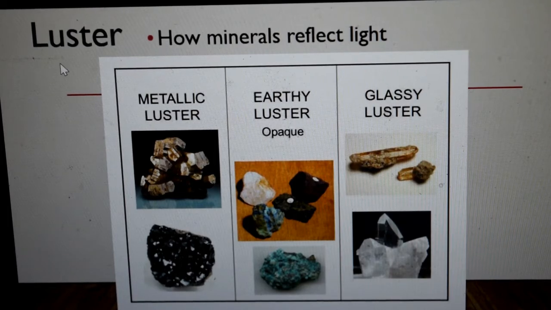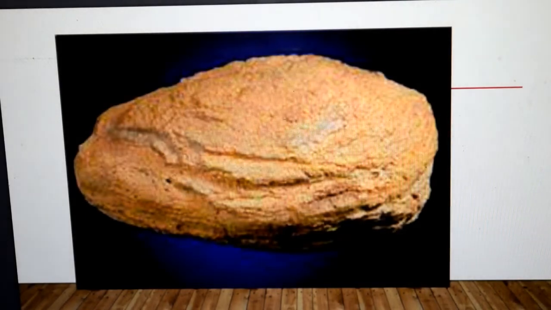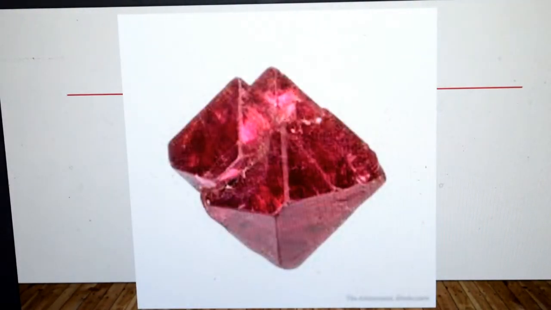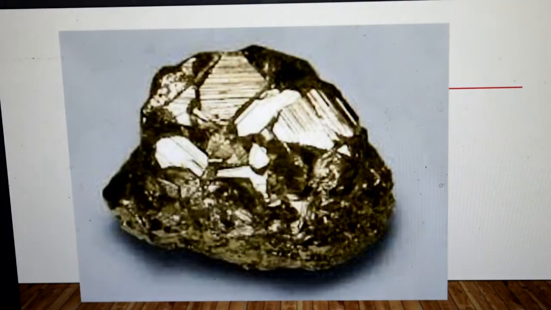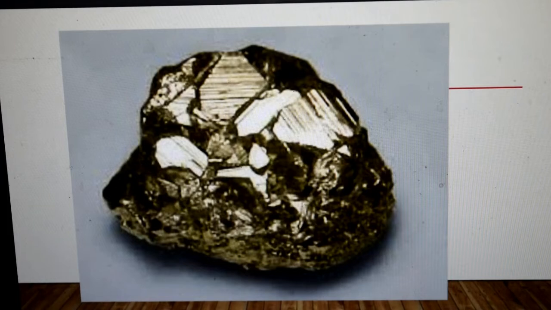So for this, write down that luster is how minerals reflect light, and then write down the three categories: the metallic luster, earthy luster, and glassy luster. All right, here's some examples. This would be more of the earthy, and that might be more of the glassy, and that's definitely metallic. I don't know what mineral that is. It sort of looks gold, but I don't think that's gold, but it looks very metallic.